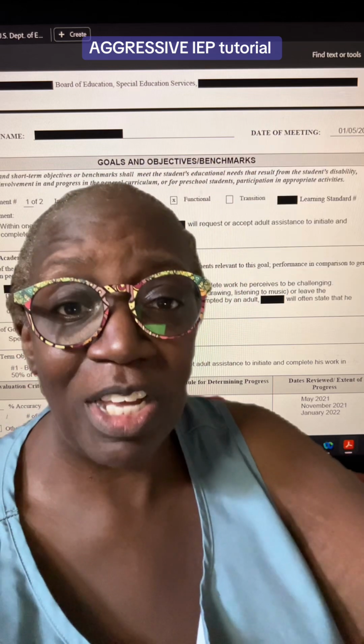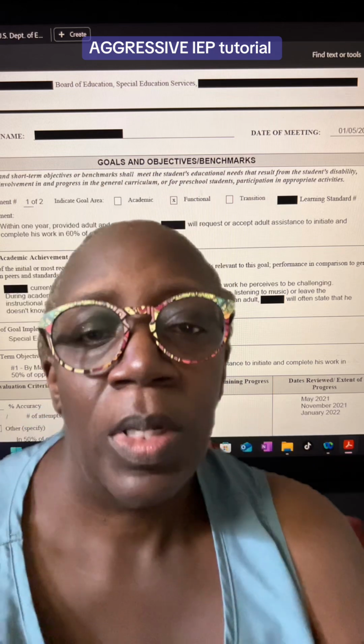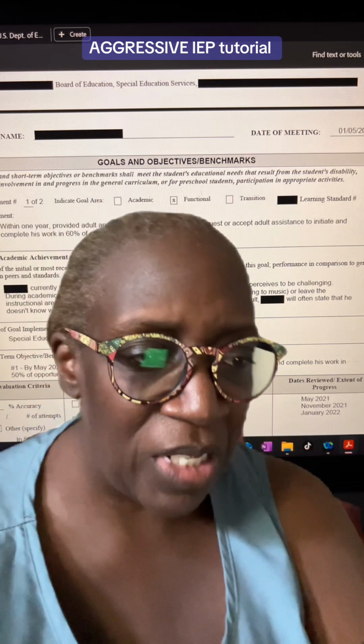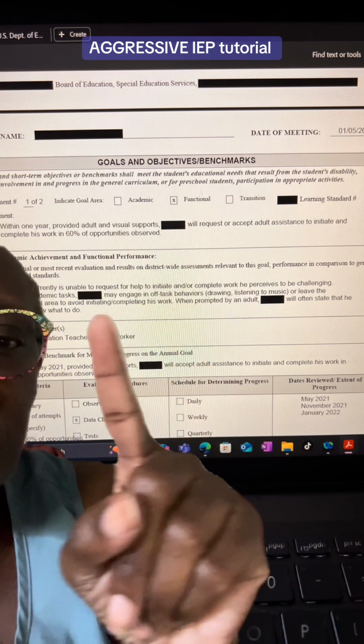And when I highlight an area, I fully expect it to be addressed here in the goals, or I'll expect to see it addressed in accommodations. Here's another thing. This IEP, I can't remember what state this is because I redacted it all, but this IEP actually gives us a benchmark.